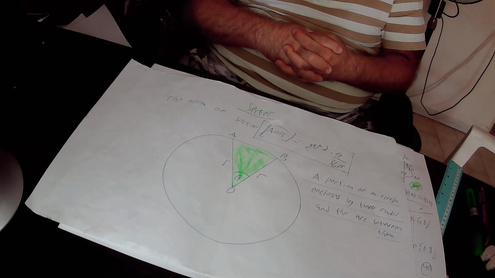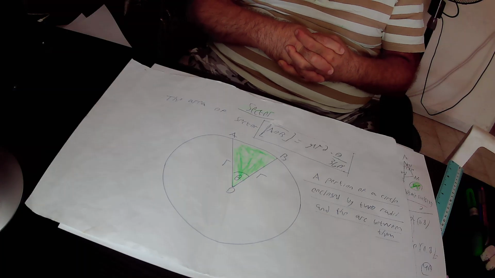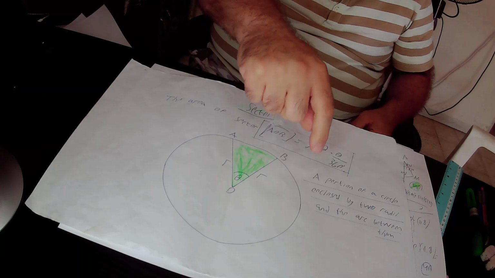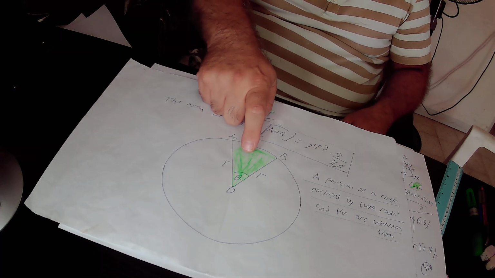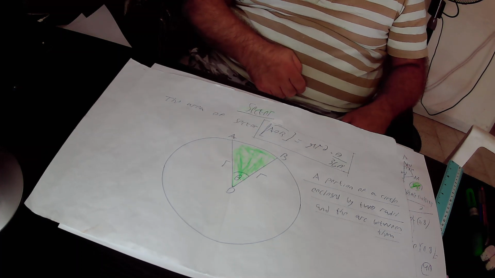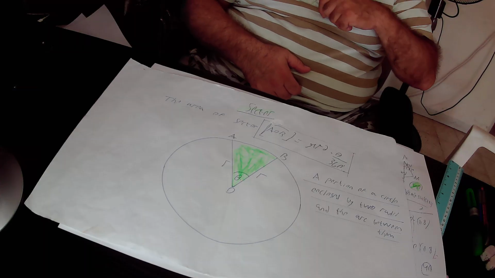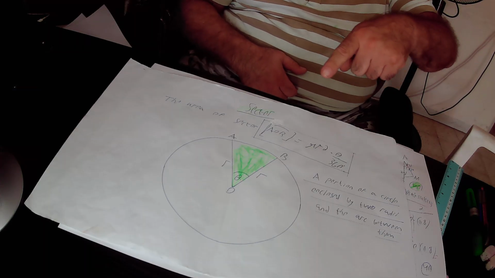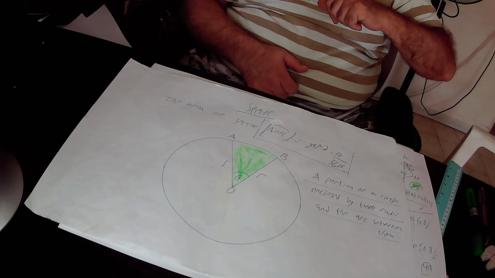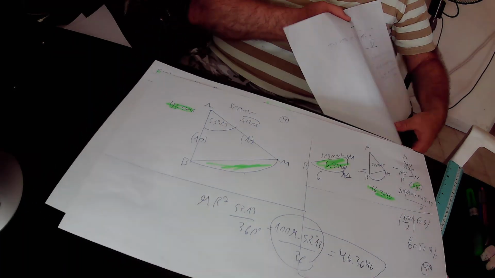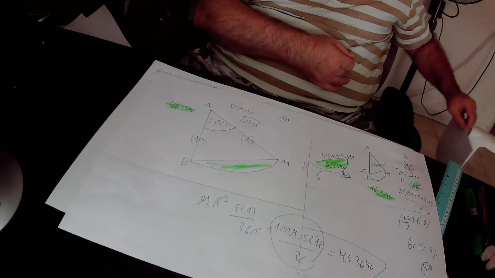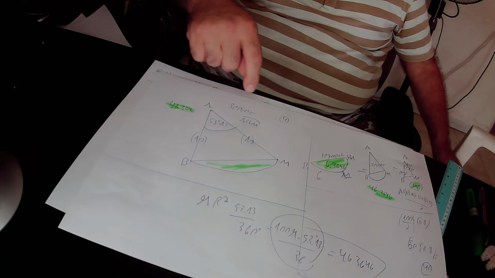The area of this sector AOB equals pi r squared, that is the area of the circle that contains the sector, times angle theta over 360 degrees. Repeat again: the area of sector AOB equals pi r squared times angle theta over 360 degrees. So we use this new formula to find the area of this sector AMB.